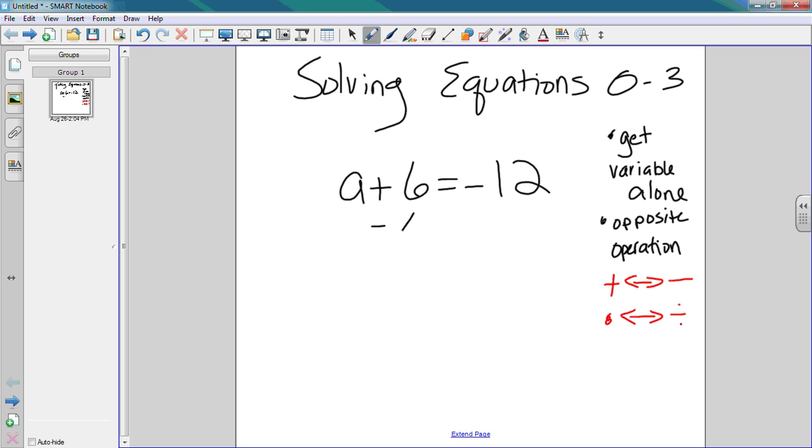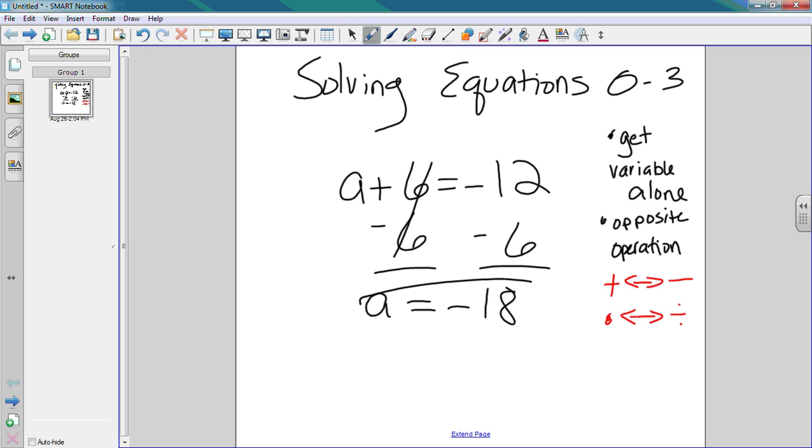Something else you have to remember about solving equations: whatever you do to one side, you must do to the other. You can never do it to just one side. 6 minus 6, those just cancel out. I'm okay if you just put a line through. Some teachers make you put the 0. I'm okay with the line, as long as you show the line. Don't leave it blank. Either show a line or put 0. a = -12 - 6, -18.